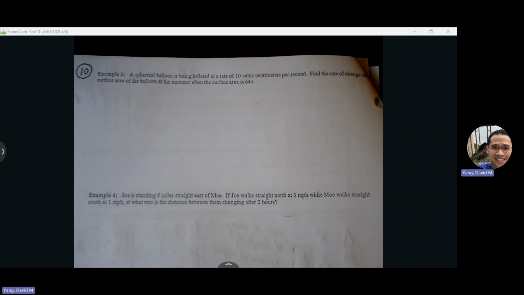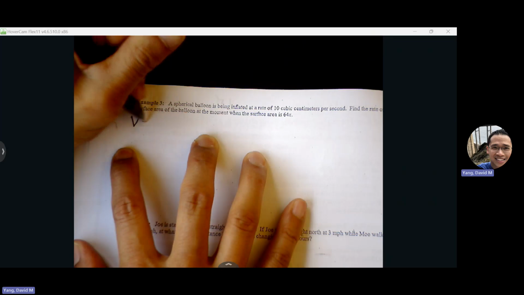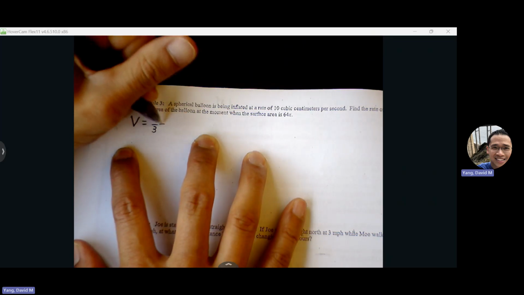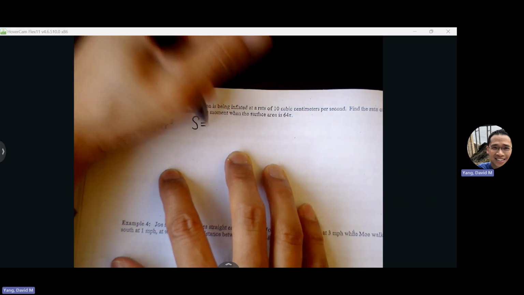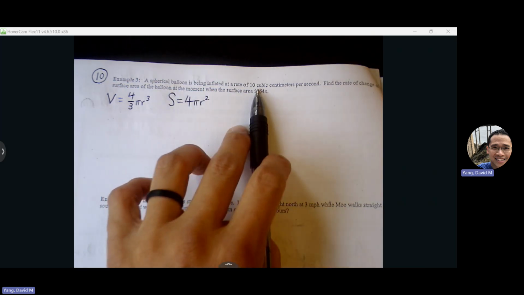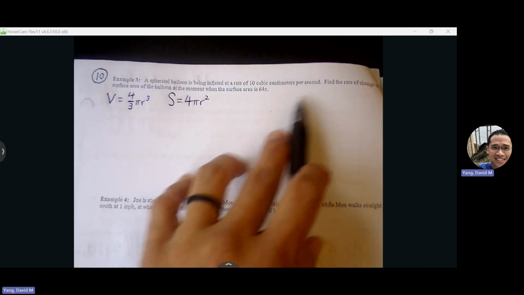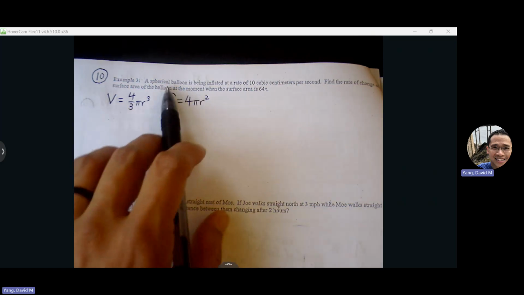Okay, so these will be provided for us. We have volume of a sphere, which is 4/3 pi r cubed, and surface area of a sphere is 4 pi r squared. Let me read this again. A spherical balloon is being inflated at a rate of 10 cubic centimeters per second. Find the rate of change of the surface area of the balloon when the surface area is 64 pi.